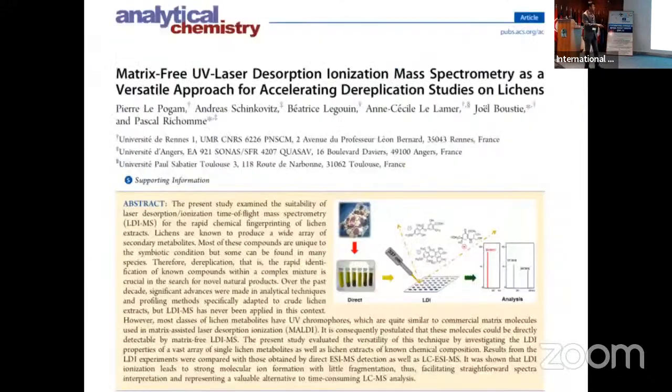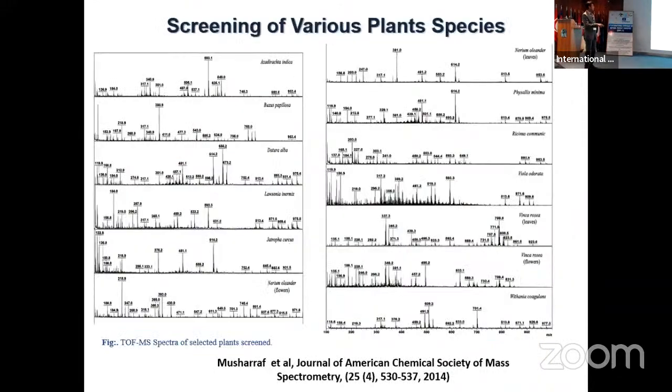So now, after developing the method, we have screened a large number of plant materials. Mostly these were leaves, and you can see that the ion differences were very significant, which is expected, because secondary metabolites vary from plant to plant. So the fingerprinting was very promising and very characteristic with respect to the already known metabolites.